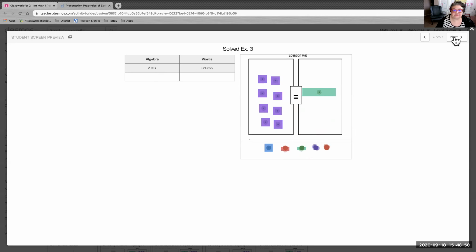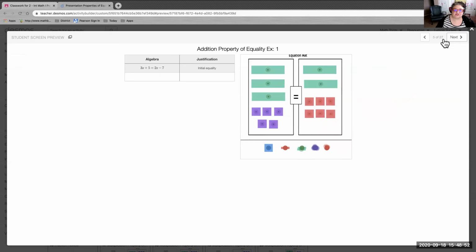All right, let's get started on the first one. So this one is the addition property of equality. This is example 1. And please write down the algebra. You don't need to do the tiles, okay? But I'm gonna show you the tiles so you get an idea what it looks like. Okay, so it says addition property, right? That means, hopefully you realize, I'm going to add.